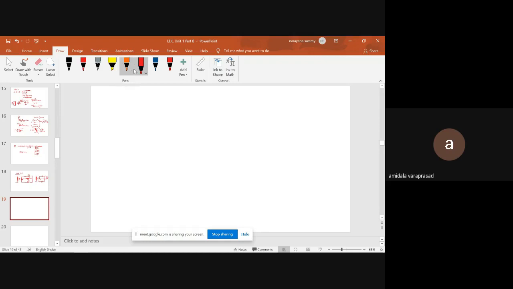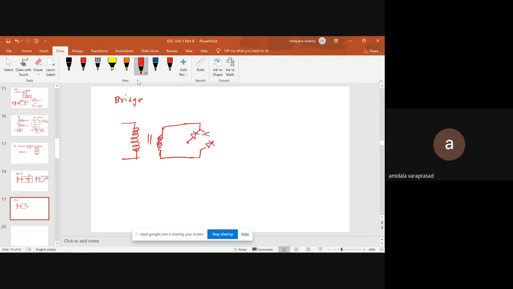Okay, next one, bridge wave rectifier. For the bridge wave rectifier, sorry, step down transformer, and we can note down the bridge here. See, this diode, which direction? Same here also, same direction.